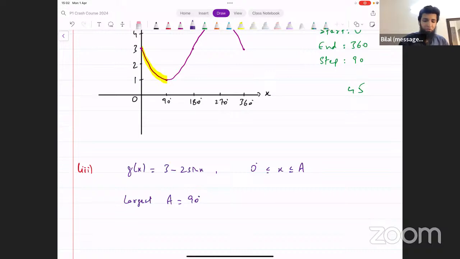If you were to stop before 90, that's also fine. For example, if you were to stop at this point, this is also one-to-one. However, that's not the largest value of a, right? You would get maybe like 45, 50 here. The largest possible value would be 90, okay?